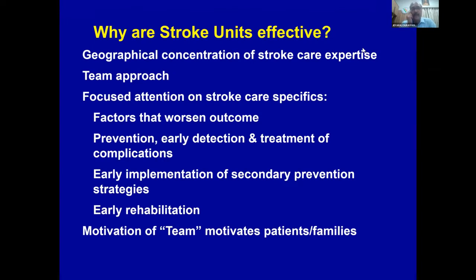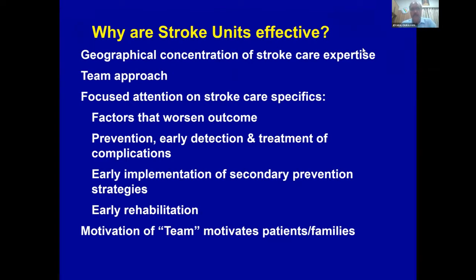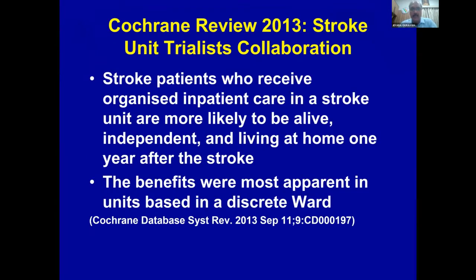So what is the evidence? The one we have is from the 2013 Cochrane review, and the latest one also, which I'll show in the next slide. Stroke patients who receive organized inpatient care in a stroke unit are more likely to be alive, independent, and living at home 1 year after the stroke. It is not a short-term benefit, they have a long-term benefit. And benefits are most apparent in units based in a discrete ward. So this is very, very important. It is not that in one area in a ward you keep the stroke patients and manage them. No, it is a clearly distinct geographical area. So that is very, very important.